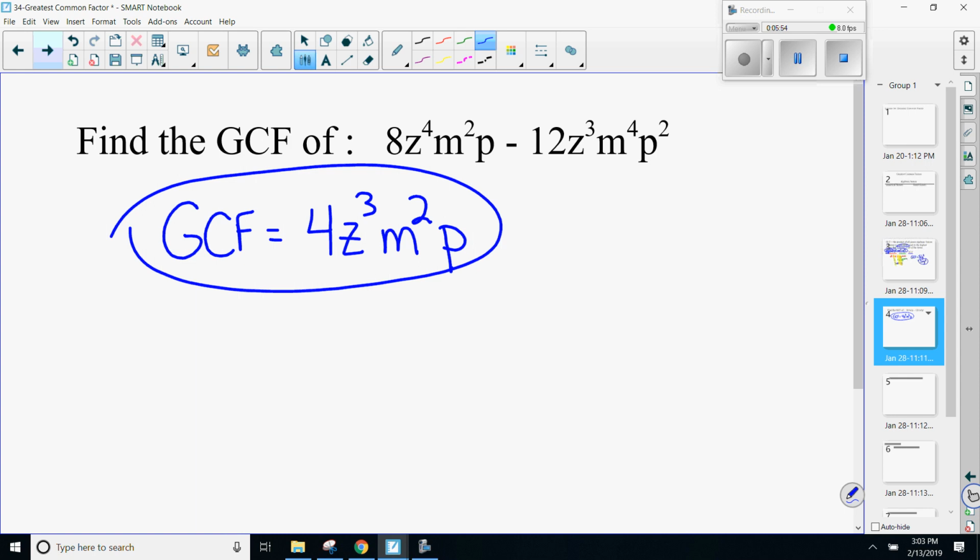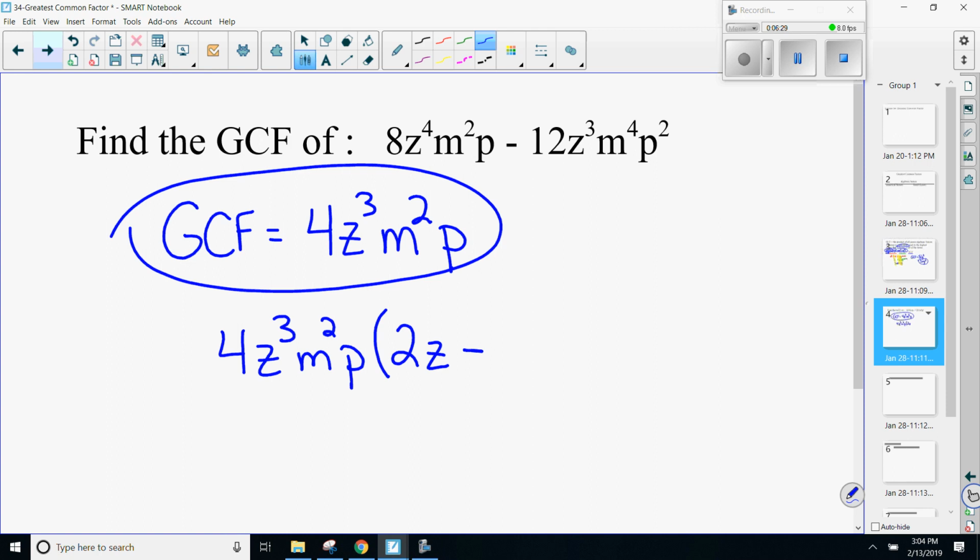I usually do not have students just answer some of these. I have them go straight into the factoring. If they ask you to factor it, you would have a 4z cubed m squared p. Do you know what you would be left with? 2. You have a z to the first. If you multiply these two together, do you get that right there? Yeah. 4 times 2 is 8. Z cubed times z is z to the fourth, m squared p.